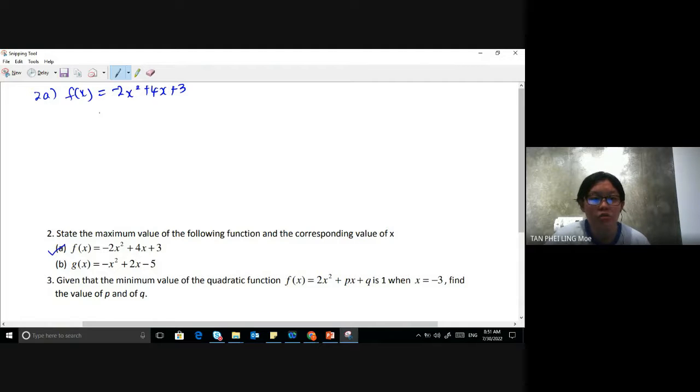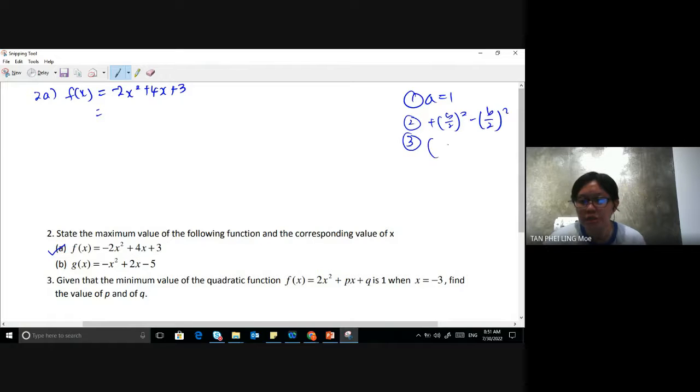Okay, so now remember the rules again. a always equals 1. Number 2 is I have to always make sure that I have this step, which is plus b over 2 square minus b over 2 square. Then the third step is I always have to make sure I have big bracket square minus small bracket square plus c. So this will be plus b over 2 as well. This is also my b over 2. All right, so let's start.